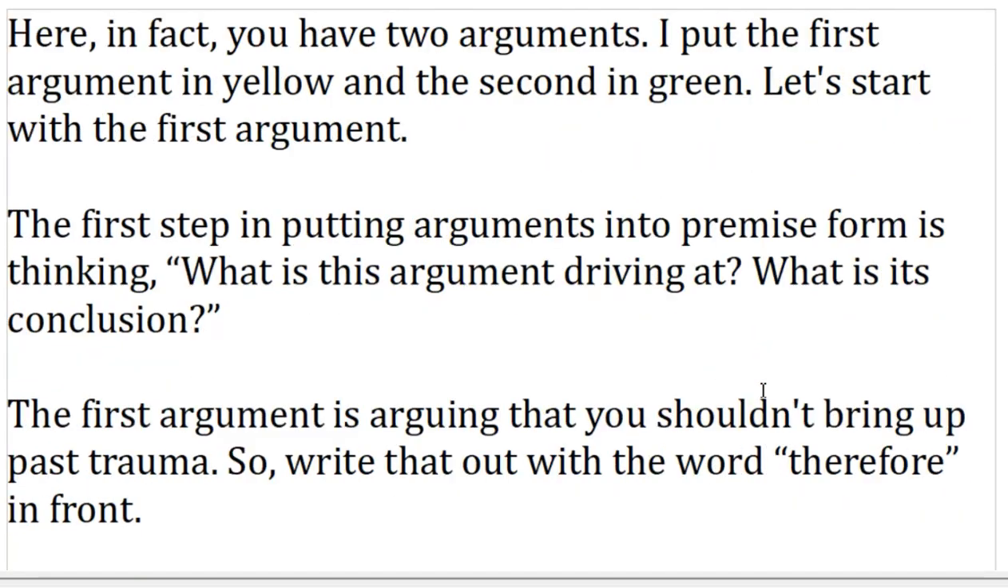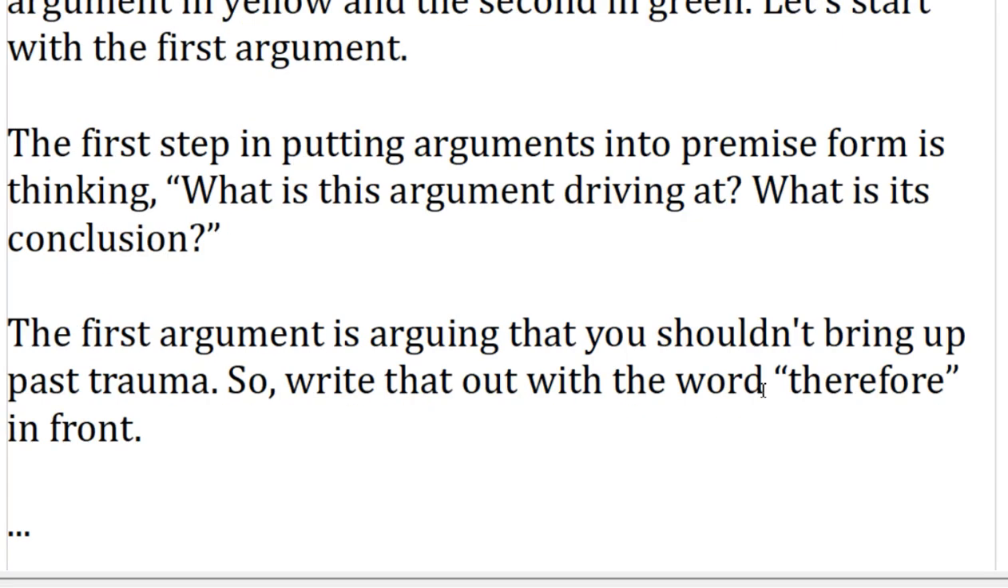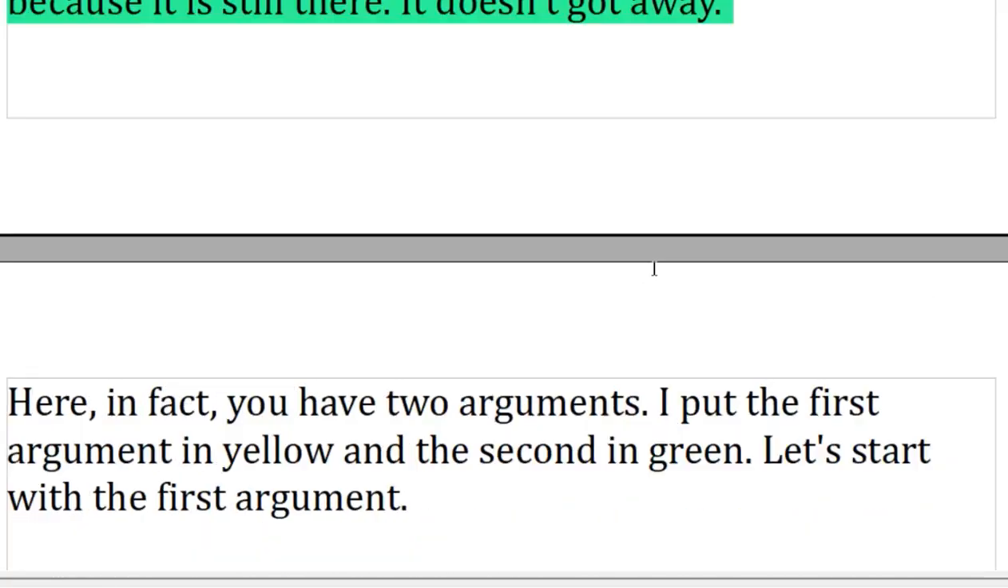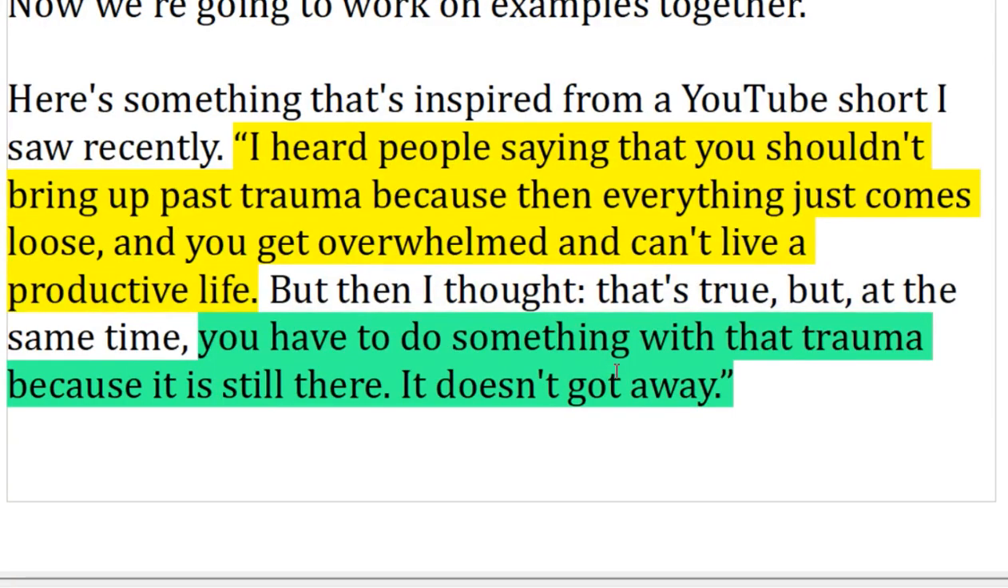And what we want to ask is, what is this person driving at in the argument that they're making? What is their ultimate conclusion? So let's go back up and look at it. I heard people saying that you shouldn't bring up past trauma because then everything just comes loose and you get overwhelmed and can't live a productive life. So what is the ultimate thing that this person wants others to believe or think?